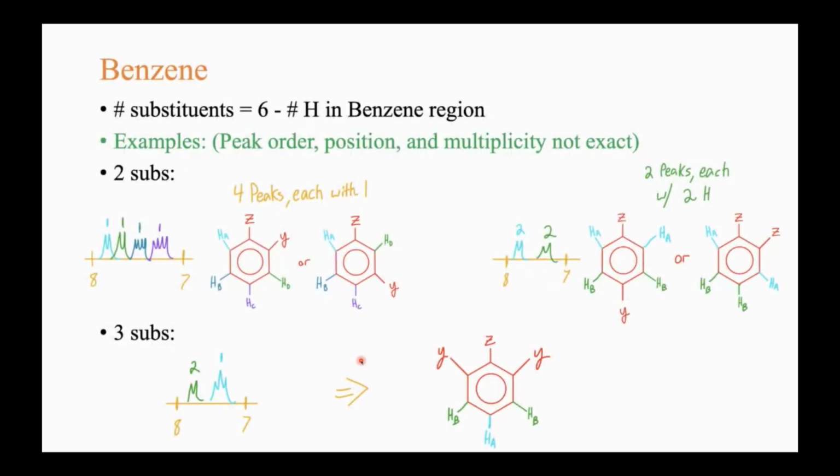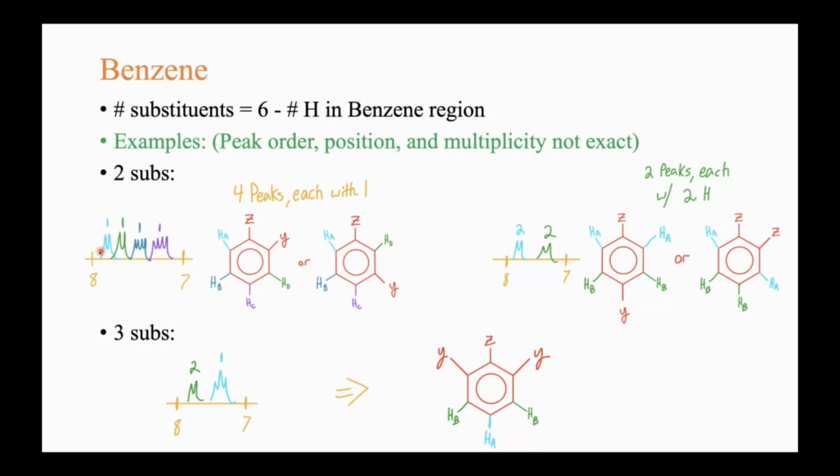For benzene, the number of substituents equals 6 minus the number of hydrogens in the benzene region. I've only done 2 examples here, with 2 substituents and 3 substituents. And for the 3 substituents, there are a lot of different peak patterns, but I hope the logic of this can kind of rub off on y'all.